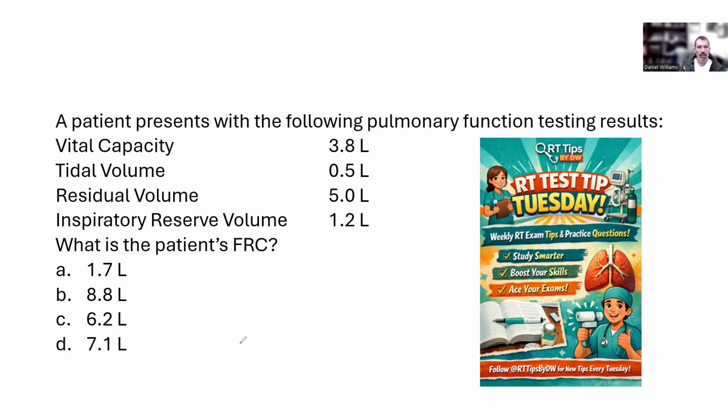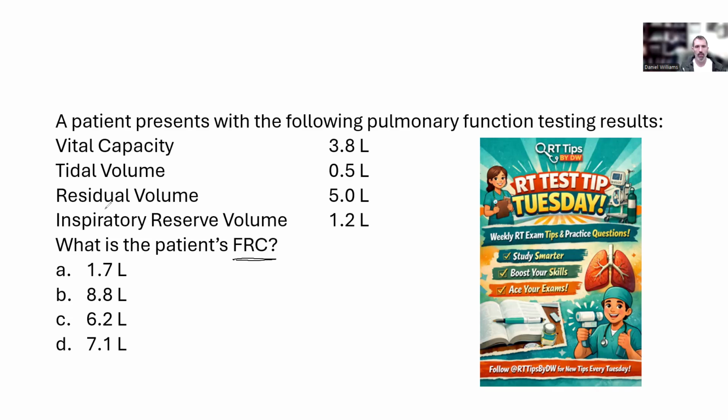My artwork is not fantastic, so I'll try to spare you the normal spirogram. But nonetheless, if you're able to draw the normal spirogram and understand it, it may help with this. This question says a patient presents with the following pulmonary function testing results. We're given the vital capacity, the tidal volume, a residual volume, as well as an inspiratory reserve volume. And the question is asking specifically for what is the patient's functional residual capacity. We know that we've got four lung volumes and four capacities. I like to remember those mathematically.